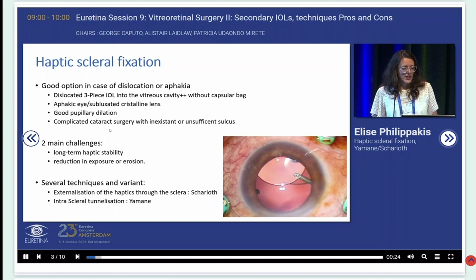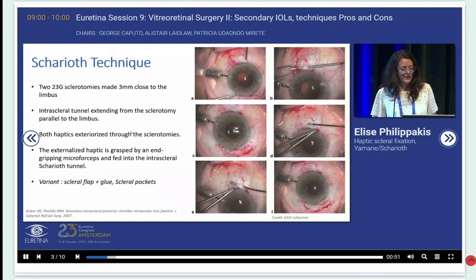The main challenges are first the long-term stability of the lens and the haptic, and the reduction of its exposure under the conjunctiva. So several techniques and variants have been described. Two main techniques are the Chariot technique and the Yamane technique, the one getting the haptic out and then putting them in a sclerotunnel, the other one doing an intrascleral tunnel. So I will detail a little bit.